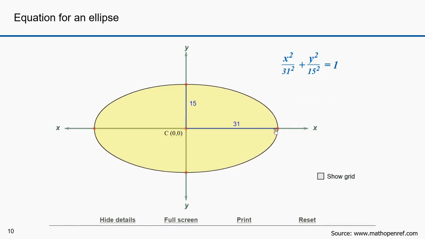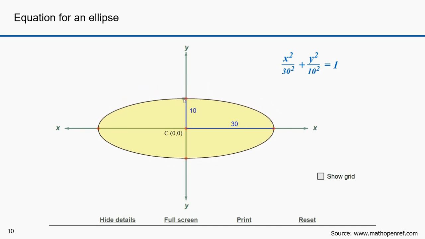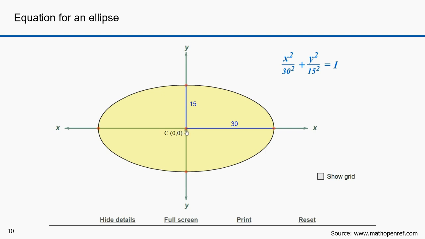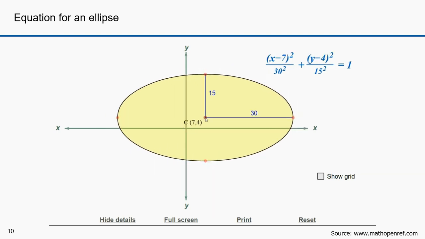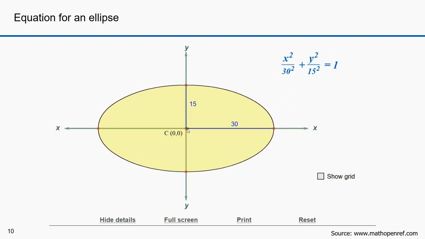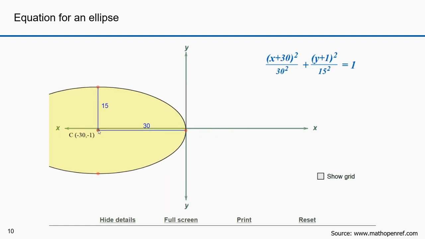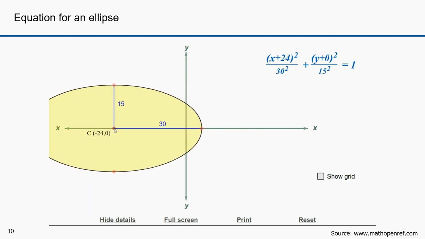If I change the semi-major axis, the term under X changes. If I change the semi-minor axis, the term under Y changes. If I move the center of the ellipse, I either add or subtract a value from X or Y. Notice that if I move the ellipse to the left, I'll add a value to X. We're ultimately going to want to shift the ellipse so the right focus is at the origin of the coordinate system. We'll do that by adding the length to the focus to X in this equation.